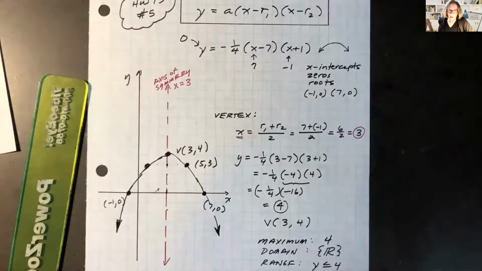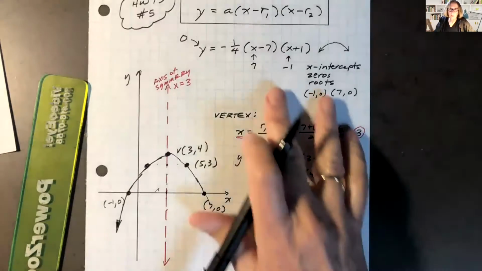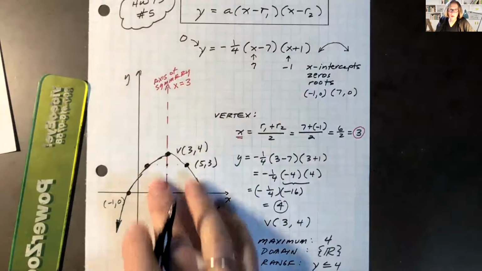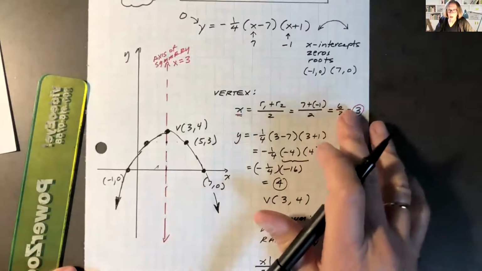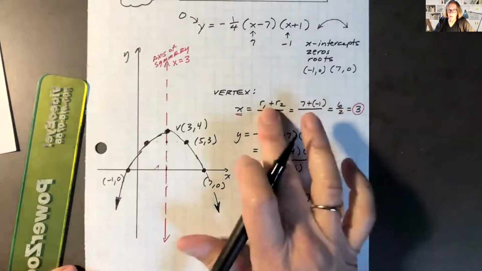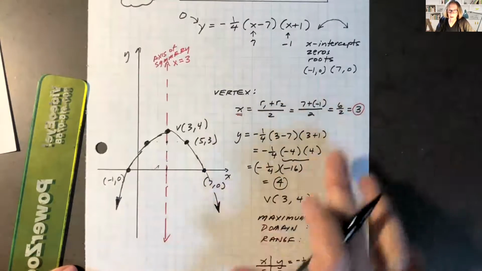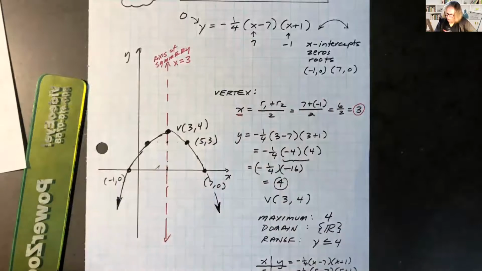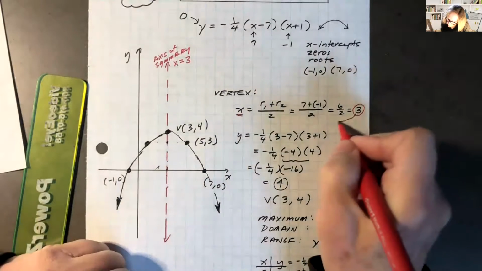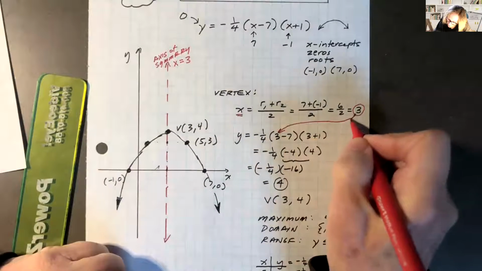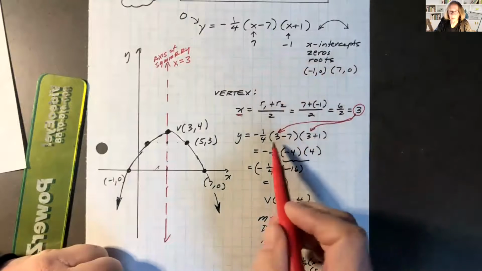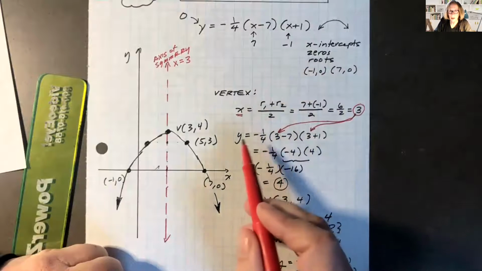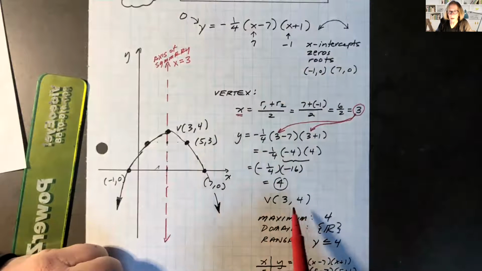Okay, so anyway, intercept form. Find the midpoint between the two roots. Draw on your axis line when you found x, okay? And then plug that value into the function and solve for what the y value of the vertex is.